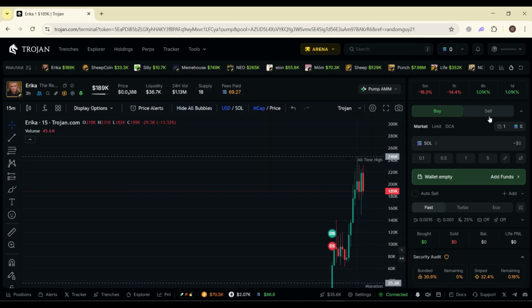Okay, so different blockchains have different ecosystems. Some may have new token launches, some may have higher trading volumes, and some may have different communities. Exploring more than one chain helps traders discover opportunities in more markets. So Trojan bot has many powerful tools, but success comes from using them carefully and managing risks.